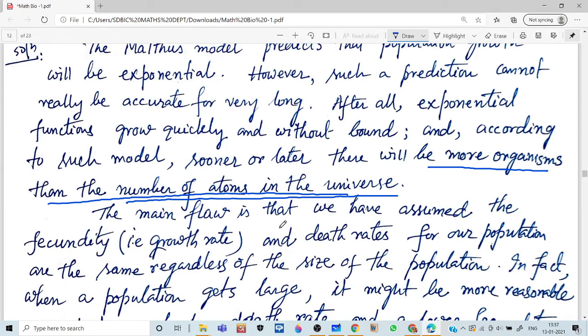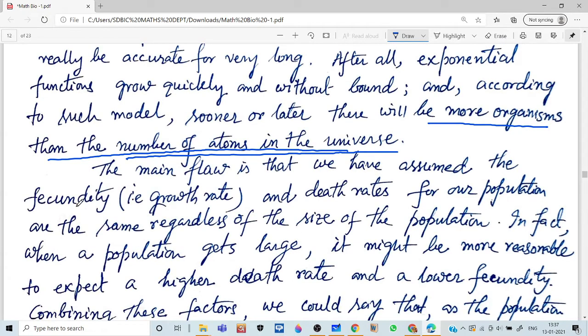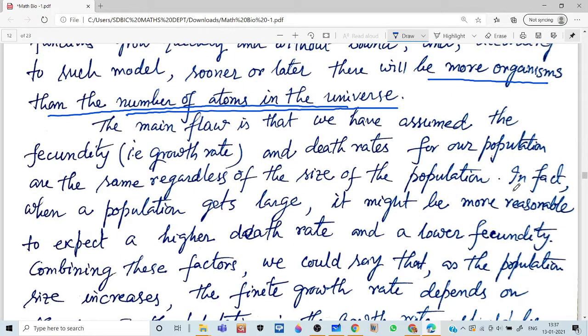The main flaw is that we have assumed the fecundity, that means the growth rate, and the death rate for our population are the same regardless of the size of the population. But actually, it is not so. Whatever the size of the population, it is not true.